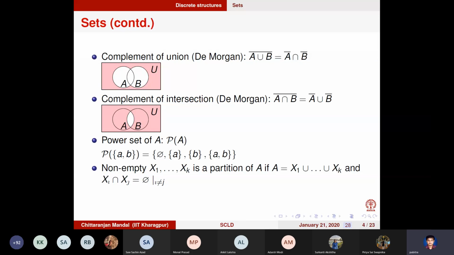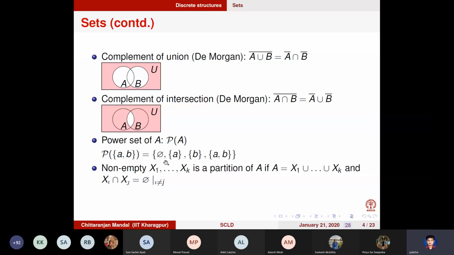There is another definition we'd like to have. Let x1 to xk be a collection of subsets of A. So you take a collection of subsets of A. Basically x1 to xk are nothing but elements of the power set of A. These are nothing but the elements of the power set.